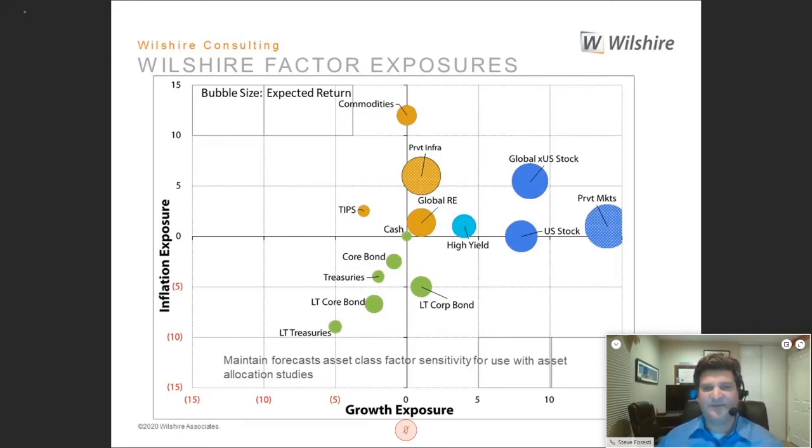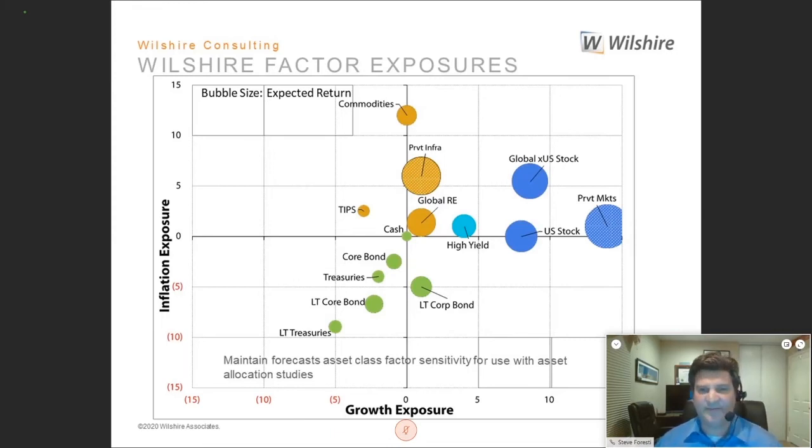And let me get the first 3 out of the way that are really straightforward, and then get to the real important ones. So bubble size, these are asset classes. The bubble size represents Wilshire's expected return. So the larger bubble, the larger the return. So the exact size is not that important. It's really the relative size from bubble to bubble.